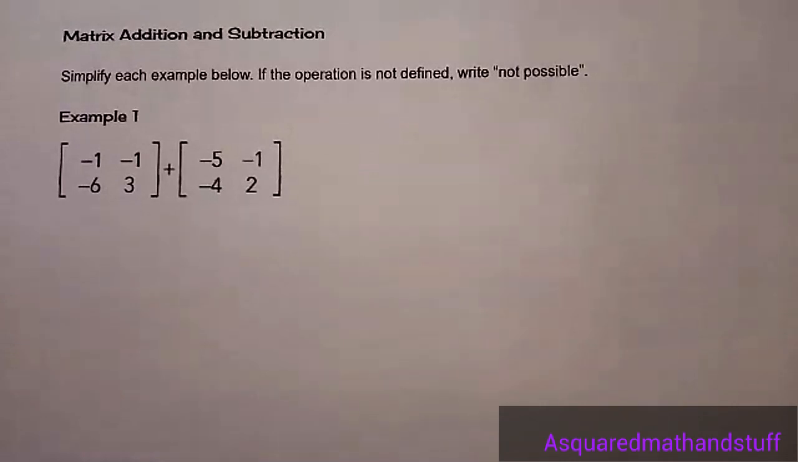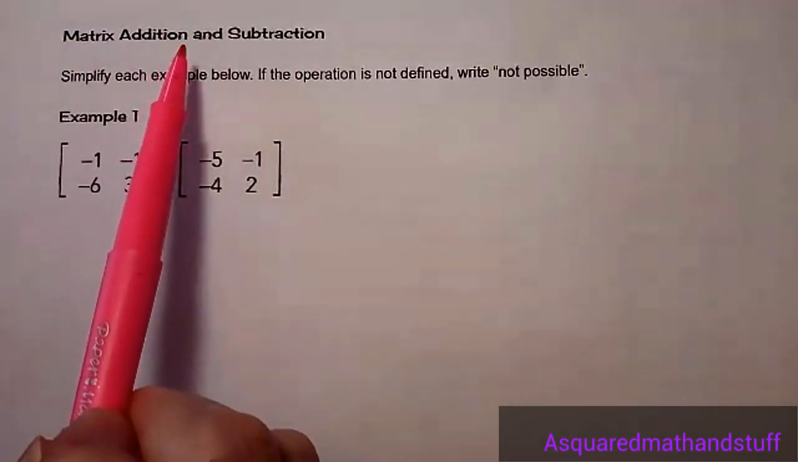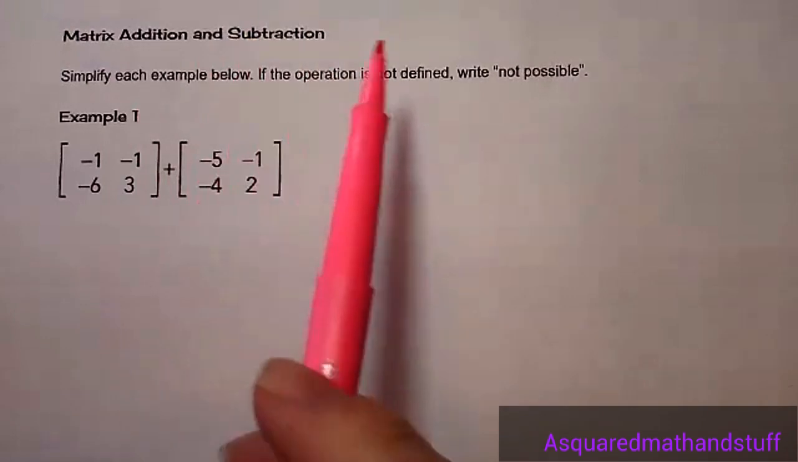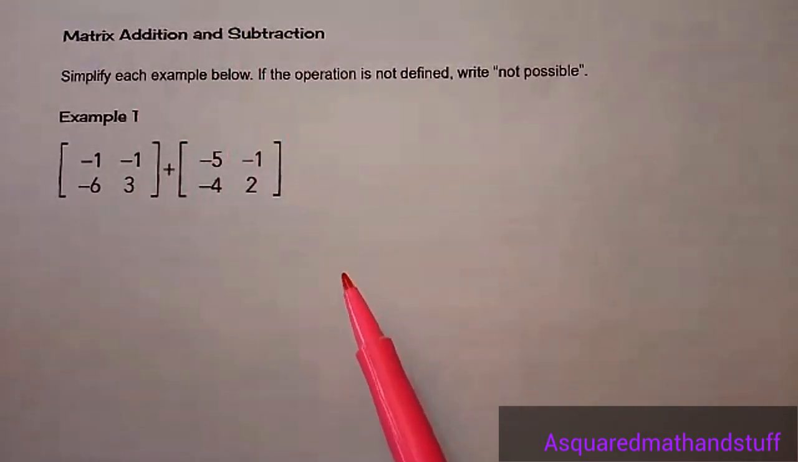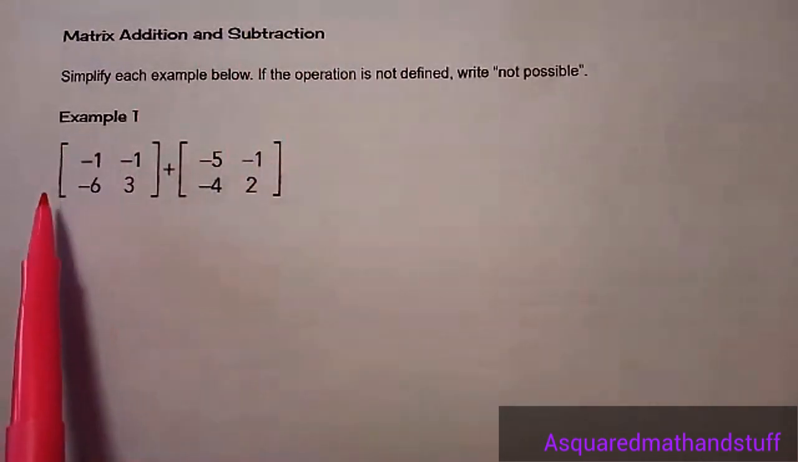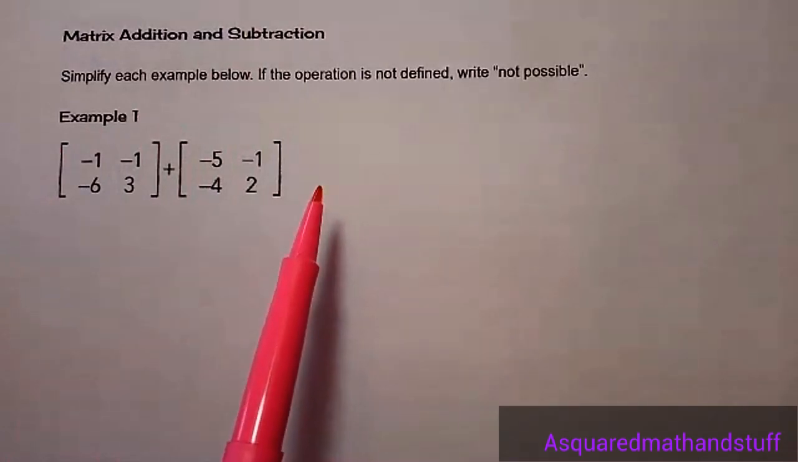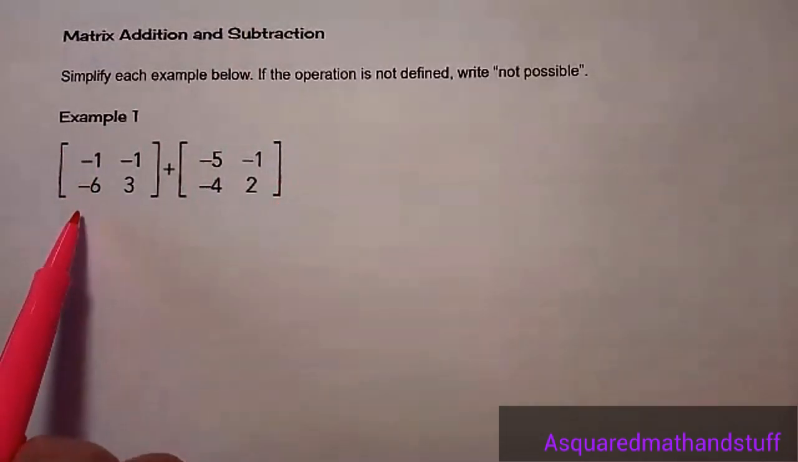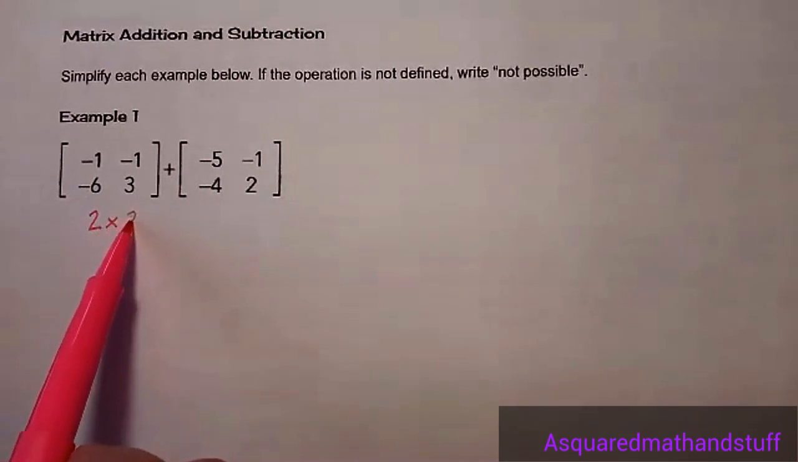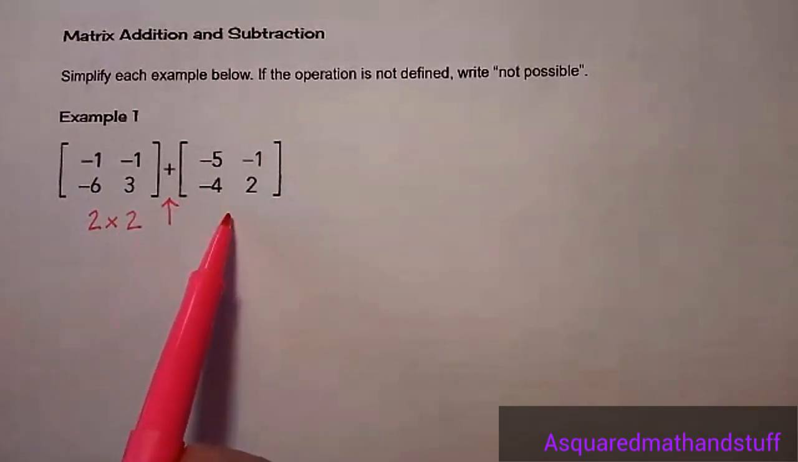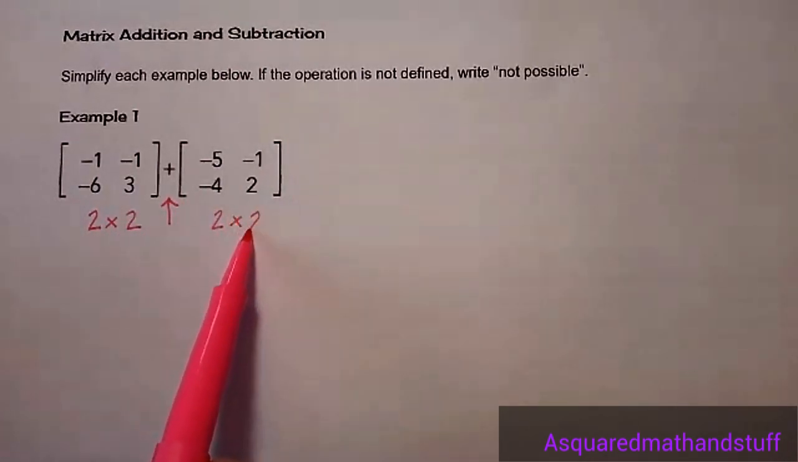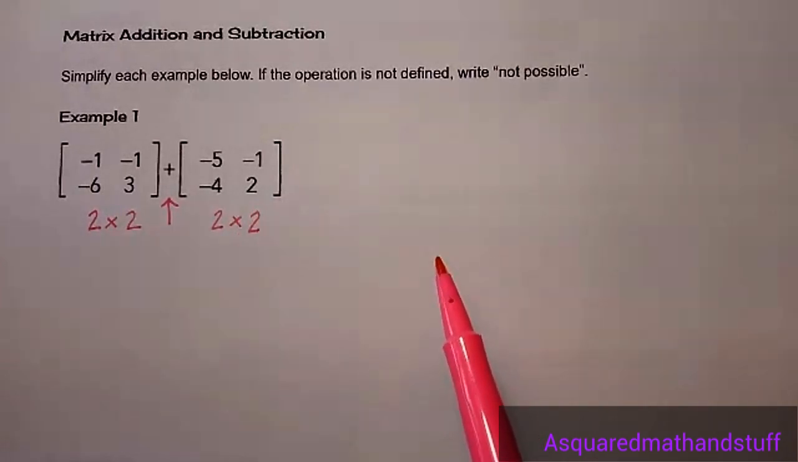Today's examples are going to focus on matrix addition and subtraction. One thing about matrix addition and subtraction is you can only add or subtract matrices that have the same dimensions. In this first example here, we have a 2 by 2 matrix, and we are adding that to another 2 by 2 matrix. So this is possible.